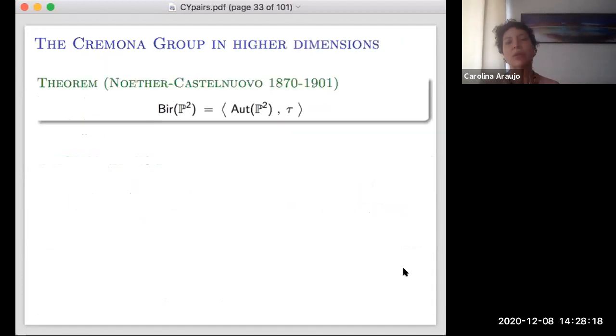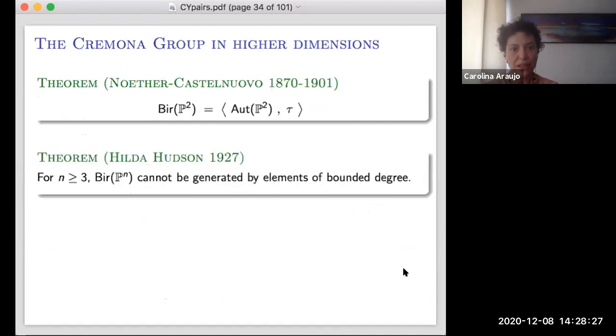Okay, so let me discuss now the Cremona group in higher dimensions. In contrast with this theorem of Noether-Castelnuovo, it's known that one cannot expect anything like this in higher dimensions. So Hudson proved already in 1927 that for any n greater than or equal to 3, the Cremona group in dimension n cannot be generated by elements of bounded degree. So very different from the case of P2, where you have automorphisms, which are of degree 1, and then one quadratic transformation. So there's no really simple set of generators for this group.